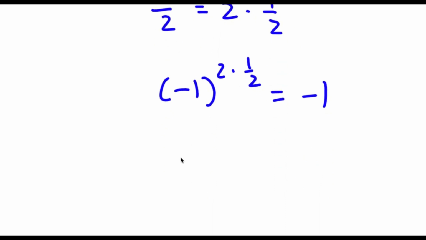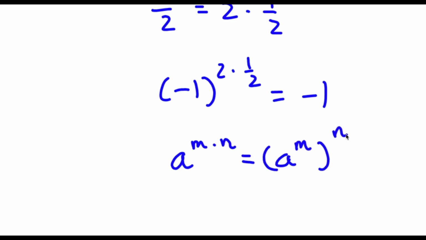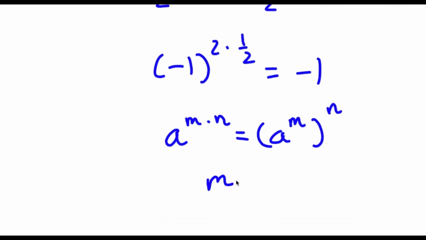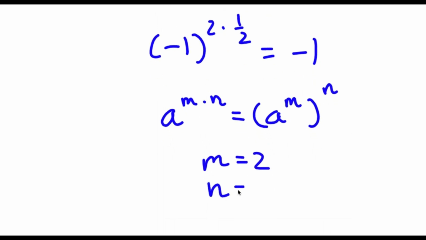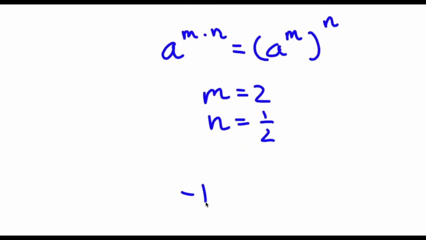Now, if I have something in the form a to the power of m times n, this is the same thing as a to the power of m to the power of n. So in this case, m is equal to 2 and n is equal to 1/2. So now I have negative 1 to the power of 2, to the power of 1/2. This is equal to negative 1.